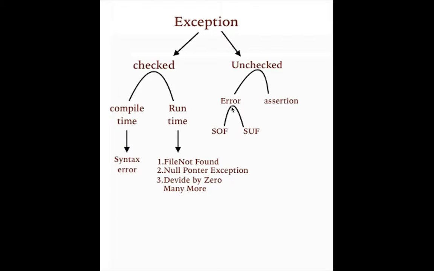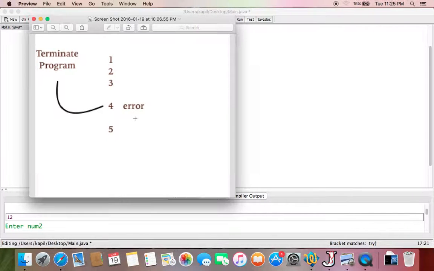In the error category, we have stack overflow and stack underflow. And assertion is a technology. Assertion is a developer defined criteria and cannot be handled by the compiler. So we can divide exceptions into two portions: checked or unchecked. Checked, the compiler will handle, and unchecked cannot be handled by the compiler. So first we have to understand what an error or exception is. If the problem is in my fourth line, the fifth line is not going to execute, right?